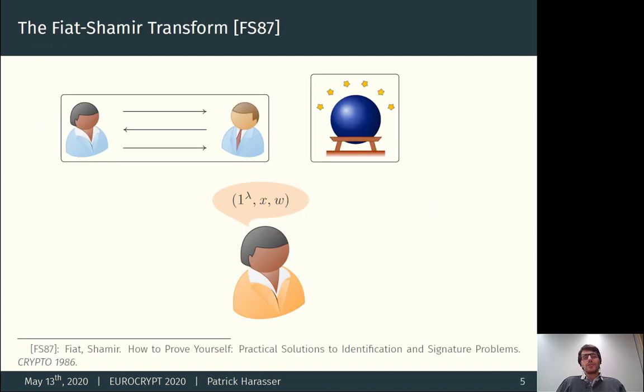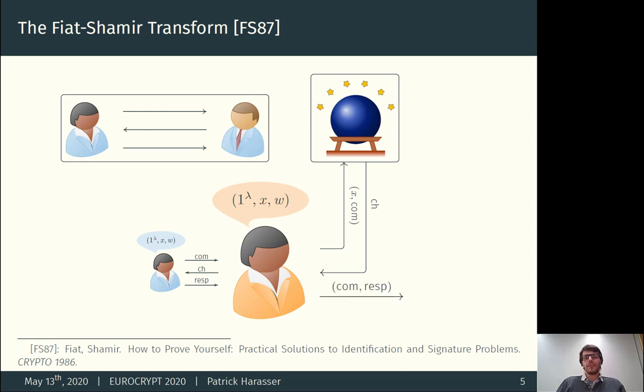Now, I mentioned before that Sigma protocols are three-move protocols, but there is a well-known strategy to make them non-interactive if one has access to a random oracle. The non-interactive prover would simply start running the prover of the Sigma protocol and then compute the challenge as the random oracle evaluation of the instance and the commitment. And the original prover then computes a response to this challenge value, and the only message sent by the prover to the verifier consists of the commitment and the response.